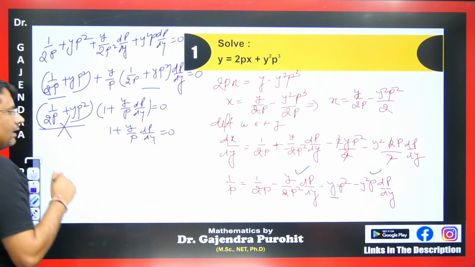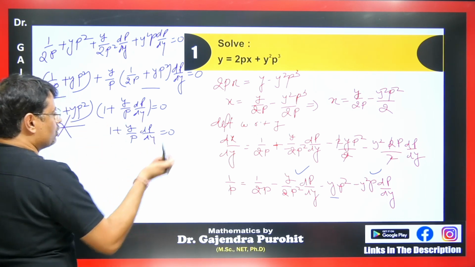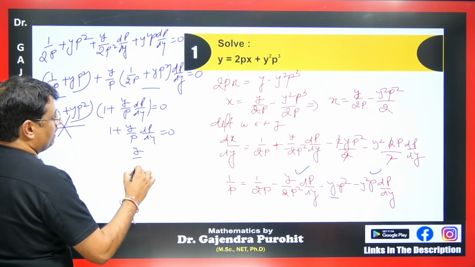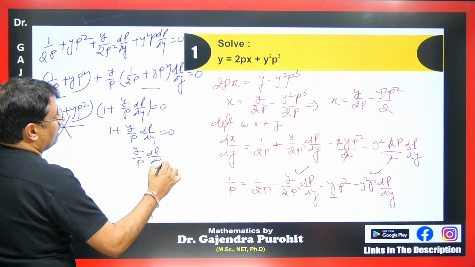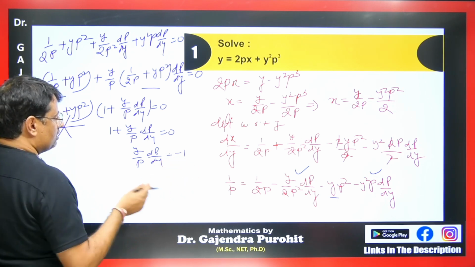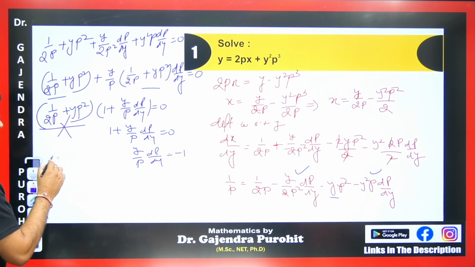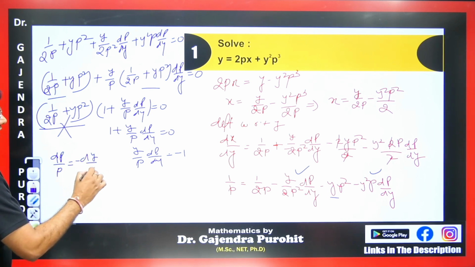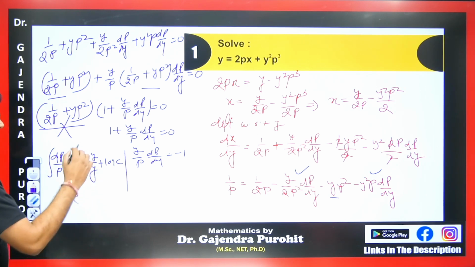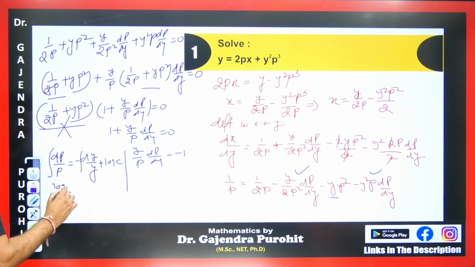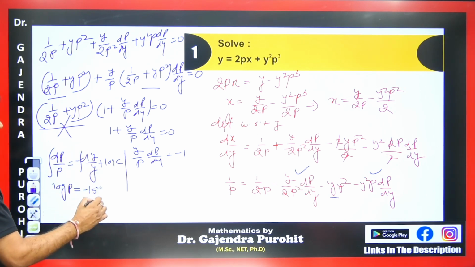Now we can separate them, so dp by dy. But first of all, I will take it on that side. Then this will be y by p into dp by dy is equal to minus 1. When we separate it, we will get dp by p is equal to the negative of dy by y. When we integrate it, on this side take it as log c. We will get log of p is equal to minus log of y plus log c.